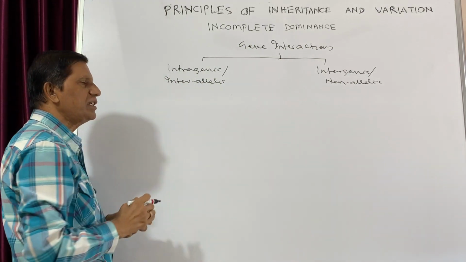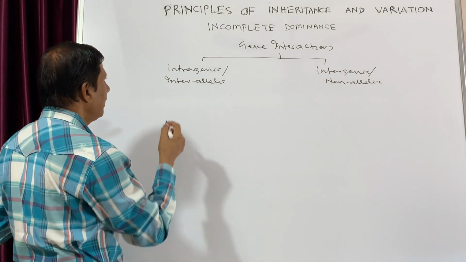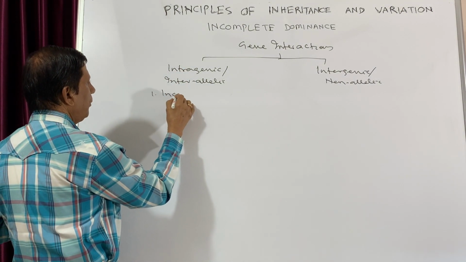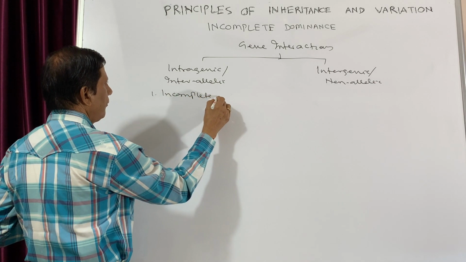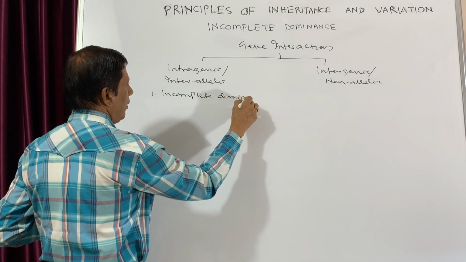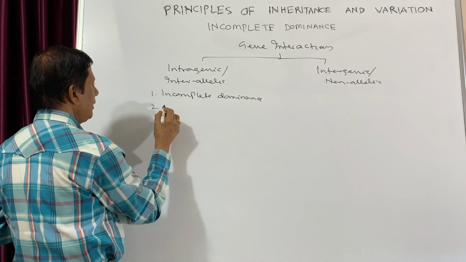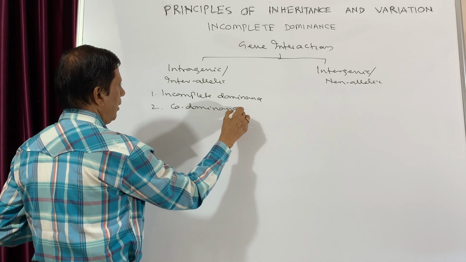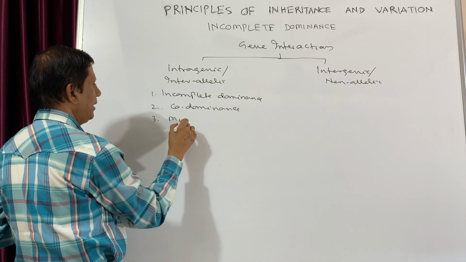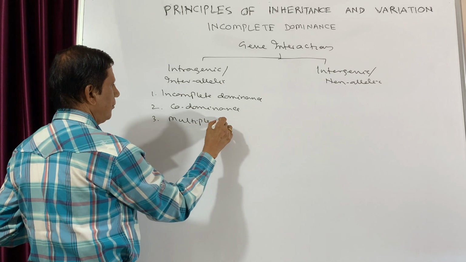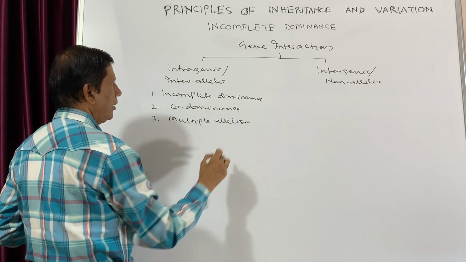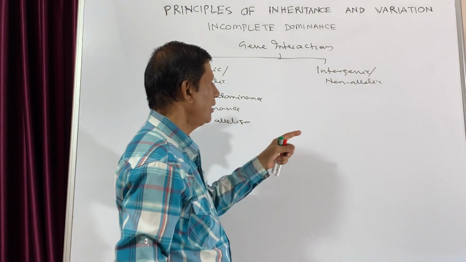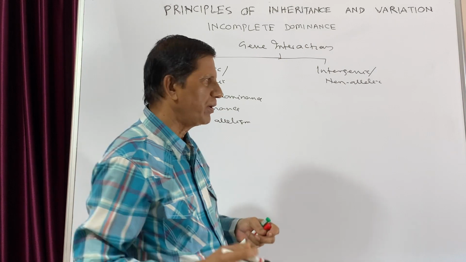What are the examples of this interallelic or intragenic interaction? It is incomplete dominance, then the second one is codominance, and the third one is multiple allelism. These are between the different alleles of the same gene.